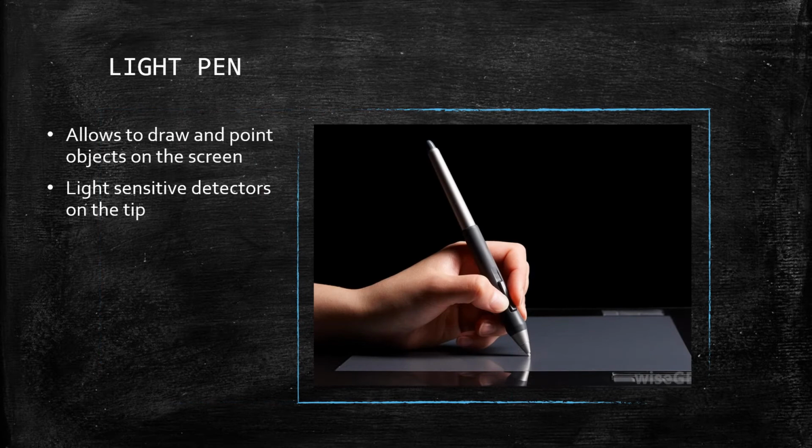Light pen, similar to a pen, is a pointing device that is used to select a displayed menu item or draw pictures on the monitor screen. It consists of a photocell and optical system placed in a small tube. When its tip is moved over the monitor screen and the pen button is pressed, its photocell sensing elements detect the screen location and send the corresponding signals to the CPU.